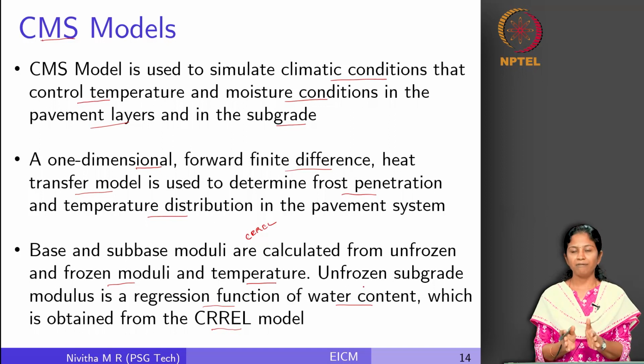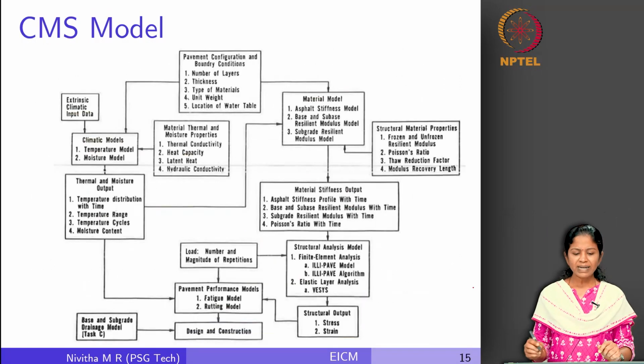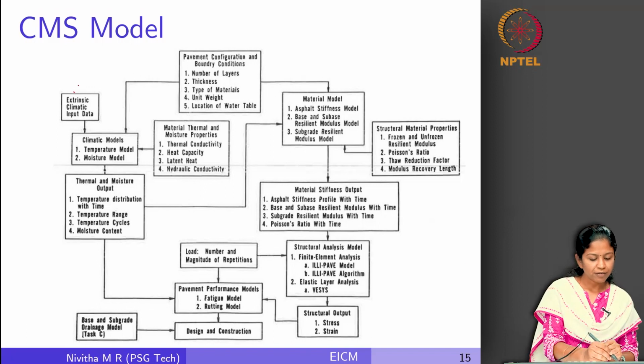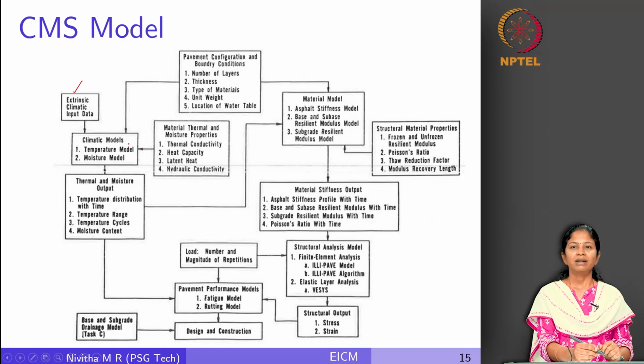So, even for a given layer, the granular layers, depending upon whether it is in a frozen condition or unfrozen condition, different models are used to calculate the modulus value. Now, let us see in a little detail how this CMS model is integrated into the pavement design procedure, right. So, we have climate data that we have to input in the model. This climate data will have air temperature, wind speed, sunshine, water table depth, and all other input parameters.